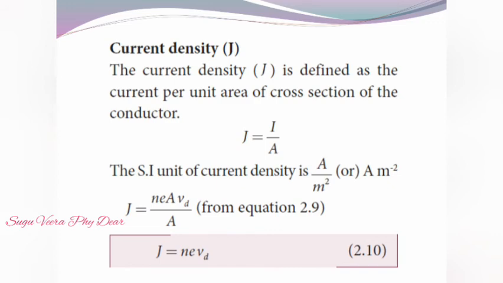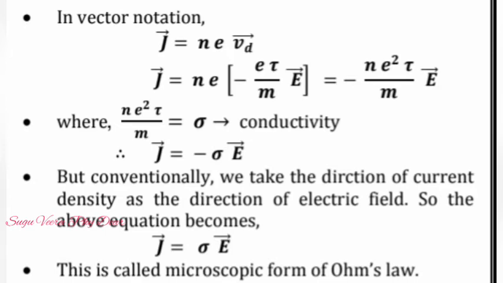In vector notation, J vector equals n e Vd vector. Substituting the known value in this equation, J vector equals n into minus e tau divided by m into E. Rearranging this equation, it equals minus n e square tau divided by m into capital E, where n e square tau divided by m is sigma. Sigma is conductivity. So finally we get J equals minus sigma E.